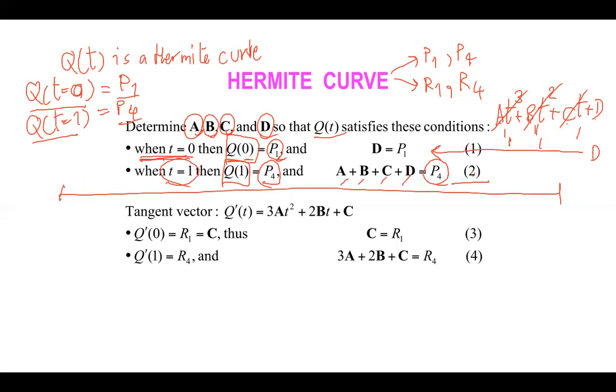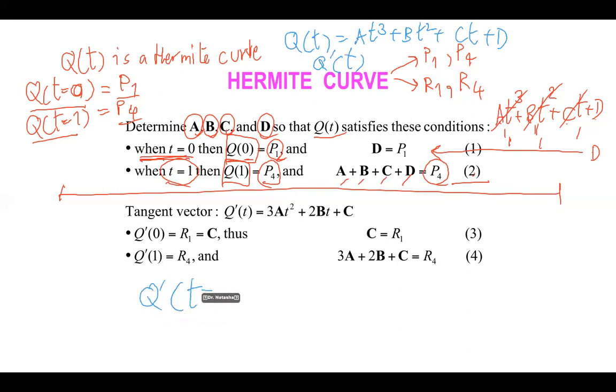Okay, coming back to the Q(t) equation, Q(t) is equal to at^3 plus bt^2 plus ct plus d. If you find the derivative of Q(t), the derivative is Q prime t, which is equal to 3at^2 plus 2bt plus c.